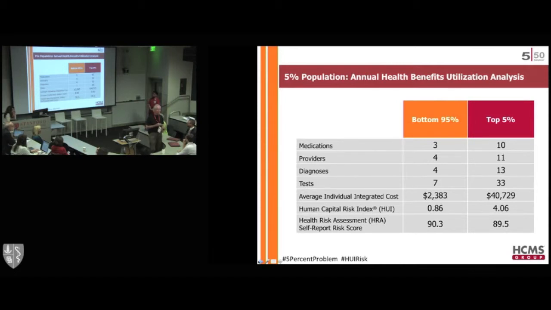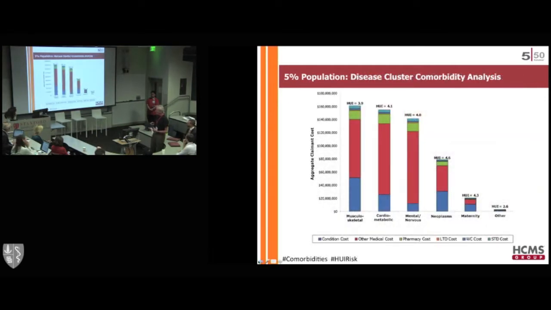And by the way, we've looked at virtually all of the common health and wellness HRA providers' data in the country. We have roughly 50 employers that we work with. So we've been gathering that data for some time in terms of these analytics. So this becomes a really important issue for us. I now want to go from an individual risk to what we call a disease cluster comorbidity analysis.